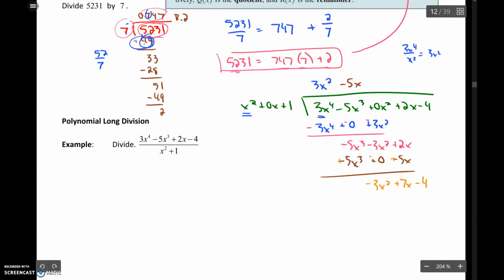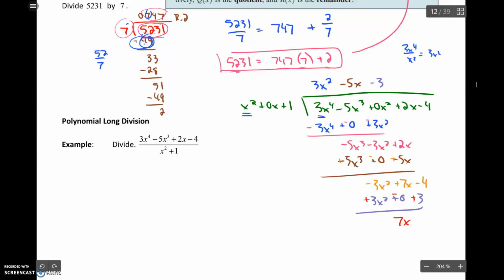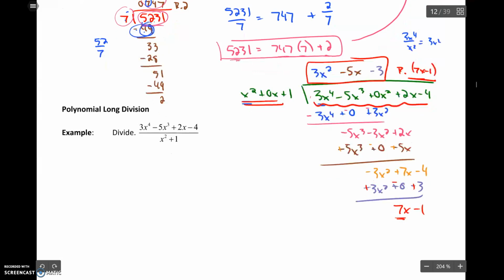Do it again. Minus 3, negative 3x squared plus 0 minus 3. Change the signs. Add 0, 7x minus 1. All right, how many times does x squared go into 7x? Doesn't go in at all. So this is my remainder. This is my quotient. This is my remainder. This is my divisor. This is my dividend.